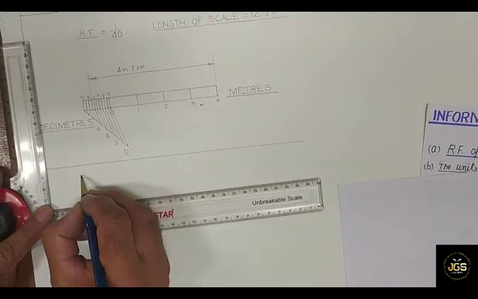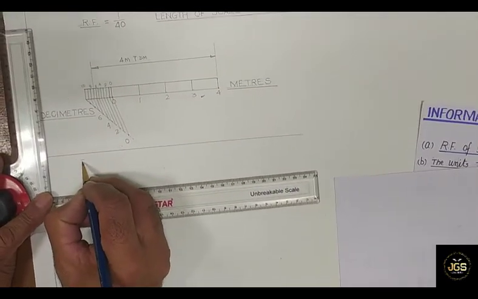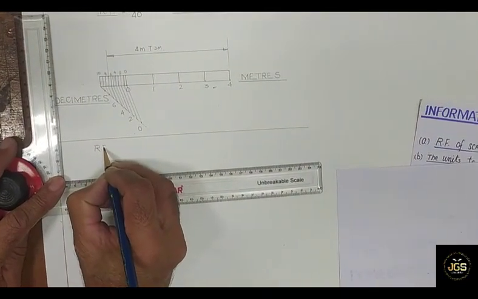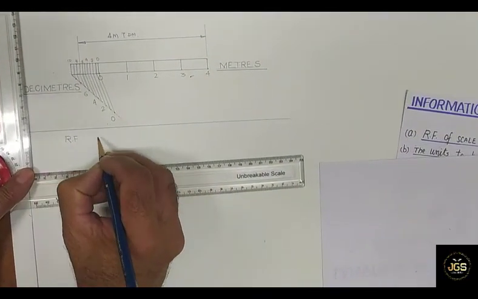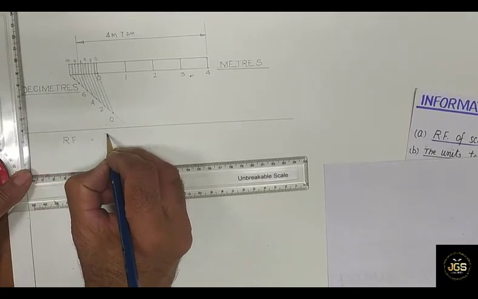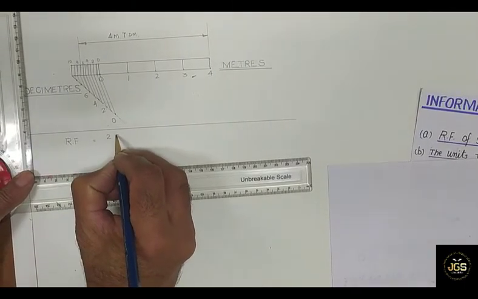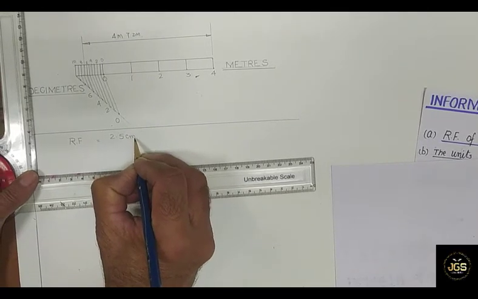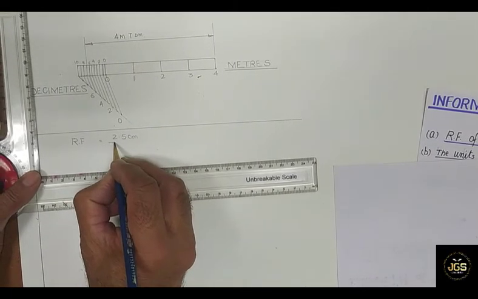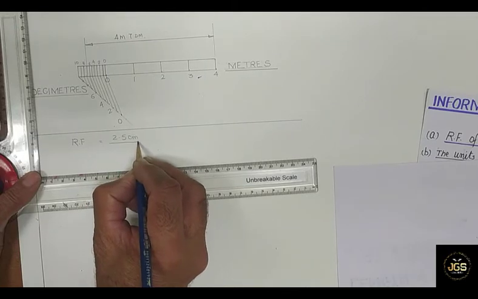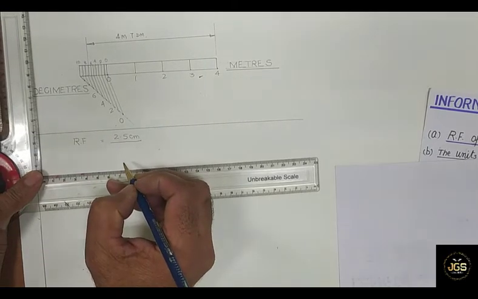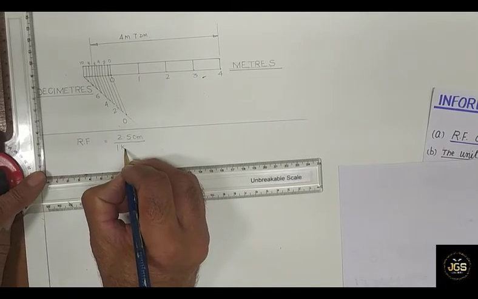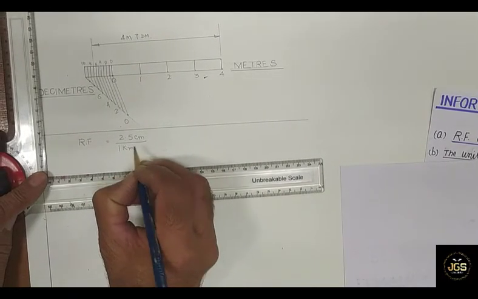First of all I will calculate RF. Again you can write over here RF means representative fraction. How much is this? 2.5 centimeter. This is the length of line on drawing. It represents how much distance? 1 kilometer.